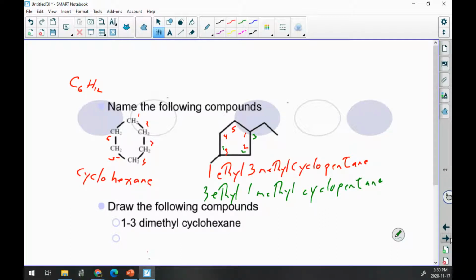Now, I would also accept 3 ethyl, 1 methyl cyclopentane, although I think the one in red is more proper because now the number is in order too. But it is technically correct. Branches are off the lowest carbons. So I had to number in a counterclockwise direction in green. I could not have numbered 1, 2, 3, 4, because that 4 would be too big. So everything stays the smallest.